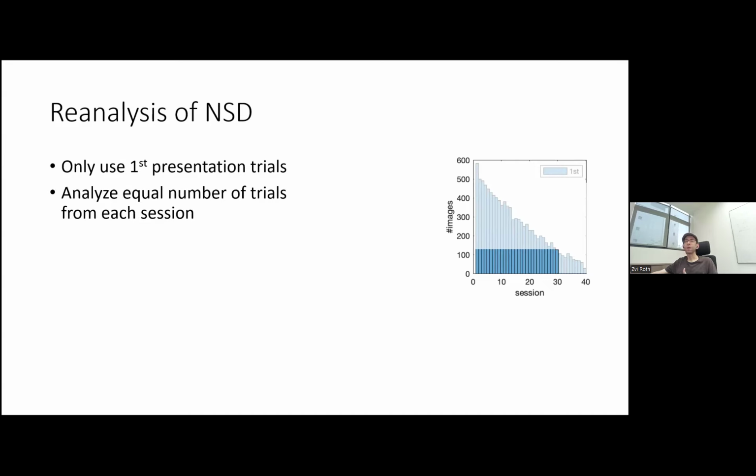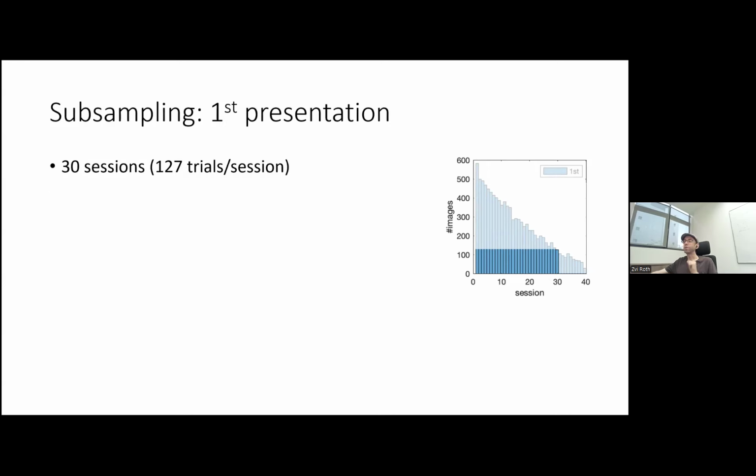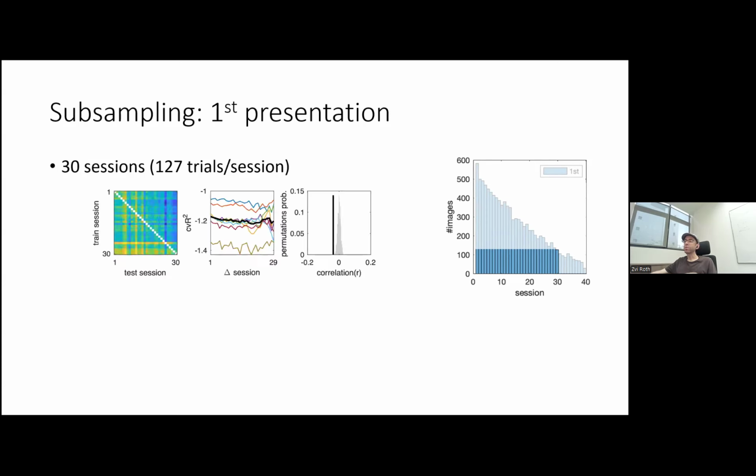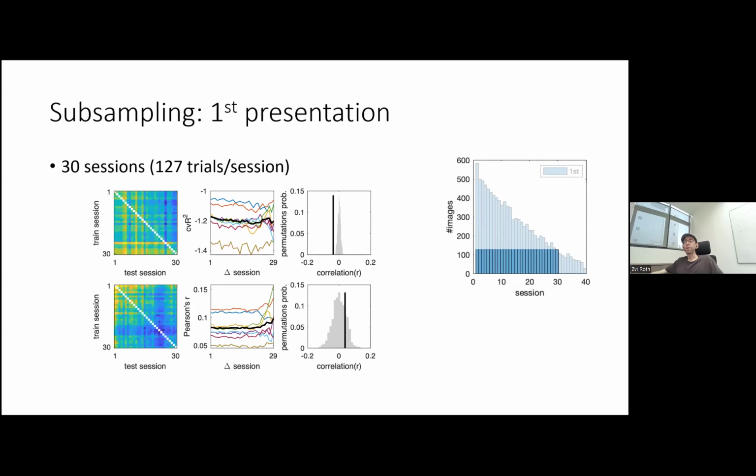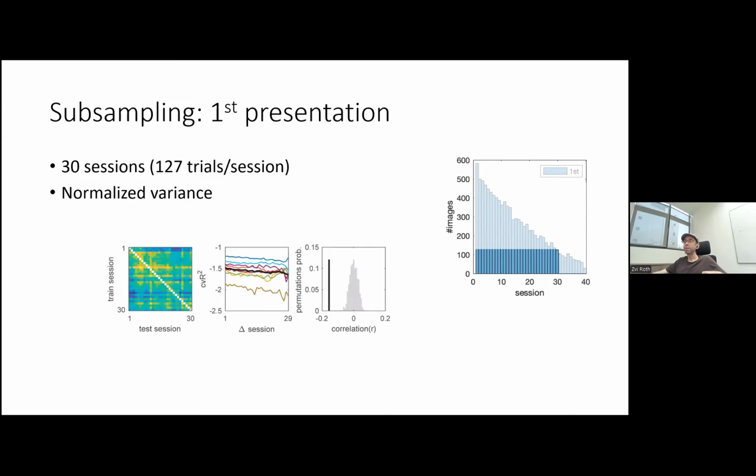So in this case, we have 127 trials from each session. And analyzing these trials, we find that there still is drift. Okay, it's a bit hard to see, but there still is drift. It's significant, but only when goodness of fit is measured with CVR squared, but not when measured with correlation. And again, when we normalize the mean response amplitude, the drift goes away. Yet when we normalize the variance, it does not, the drift remains. So using only the first presentation trials results in very similar effects as our original analysis that used all trials. So this means that the representational drift that we found is not the result of repetition effects.